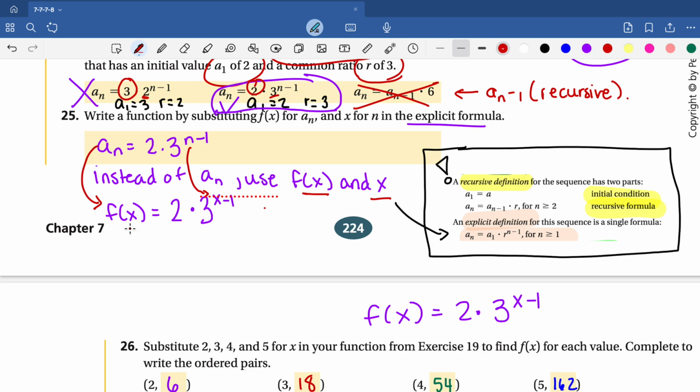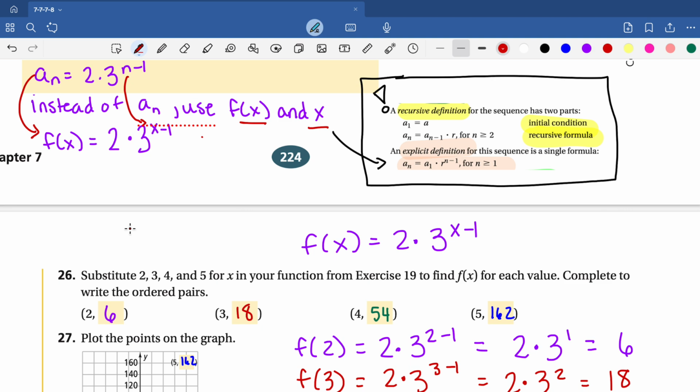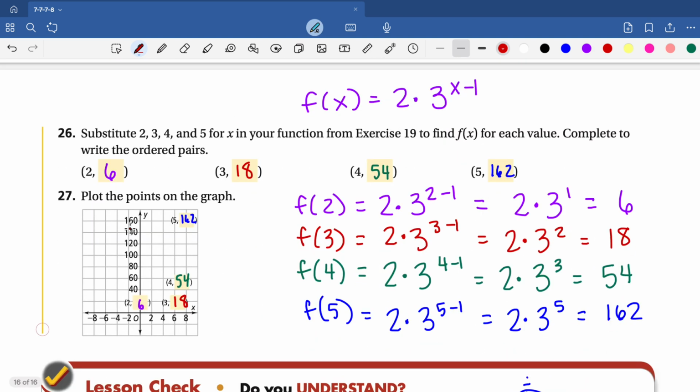Now, on the next page, it says to substitute 2, 3, 4, and 5 for x in your function from exercise 19 to find the value of f of x for each value. So f of x, remember we said, is 2 times 3 to the power x minus 1. All you have to do is plug in your inputs into your equation. So I want to find f of 2. Wherever I see x, I'm going to plug in 2, and I'm going to simplify that. So 2 times 3 to the power of 2 minus 1 is equal to 2 times 3 to the power 1. This simplifies to 6.